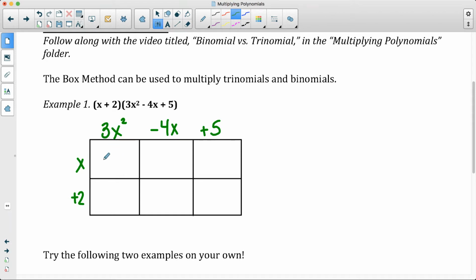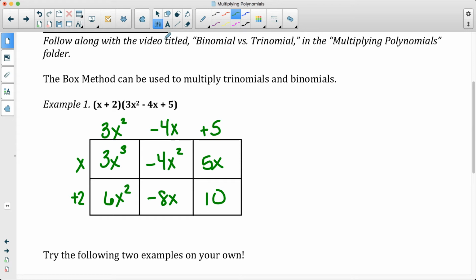So x times 3x to the second is 3x to the third power. X times negative 4x is negative 4x to the second power, and x times 5 is 5x. Second row, 2 times 3x to the second is 6x to the second. 2 times negative 4x is negative 8x, and 2 times 5 is 10.